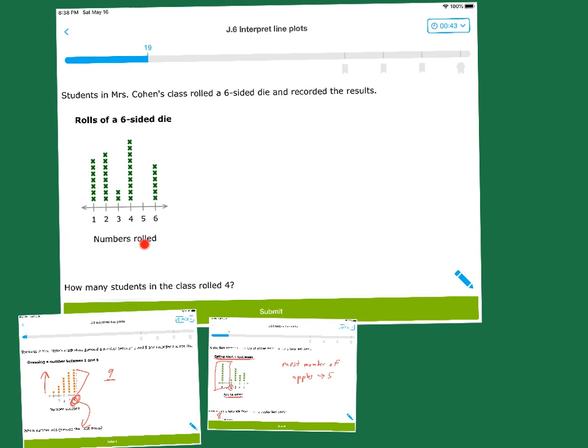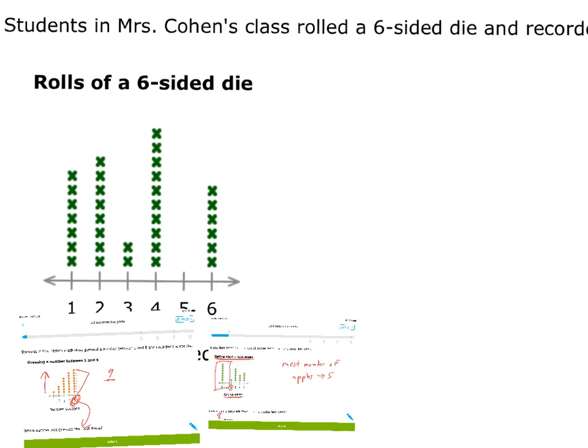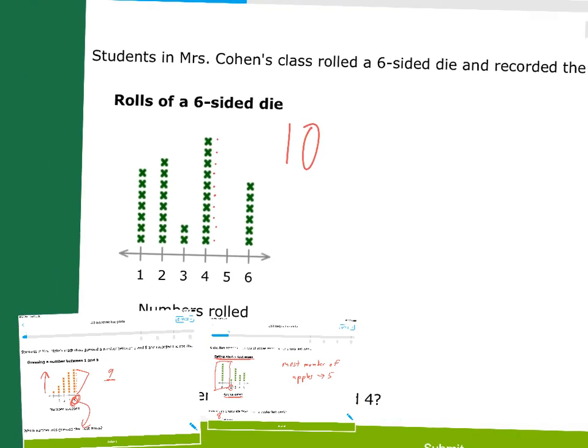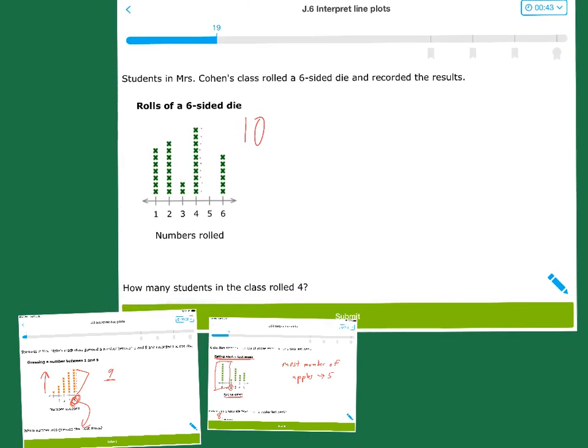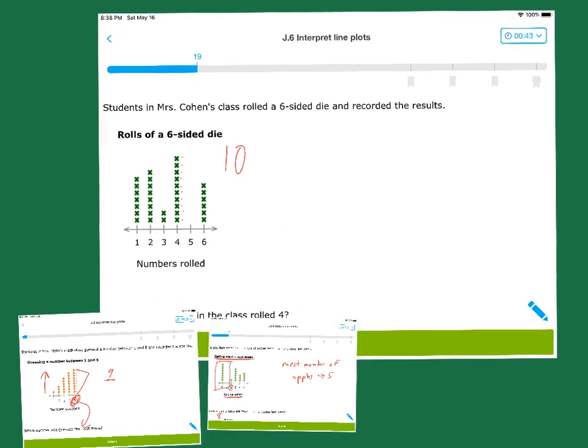All you have to do is look at the numbers rolled, go over to 4, and count the number that's here. In this case, it is going to be 1, 2, 3, 4, 5, 6, 7, 8, 9, 10. So 10 would be my answer. There were 10 people that rolled a 4. So I would use that as my answer.